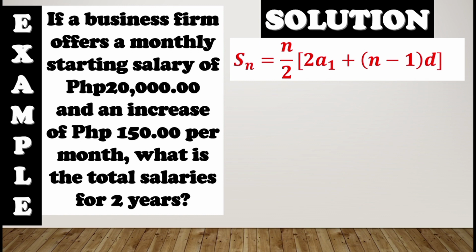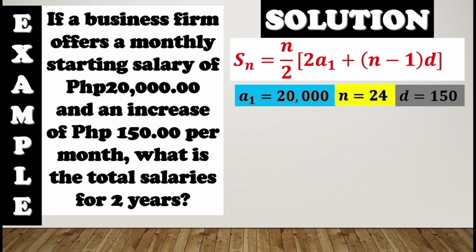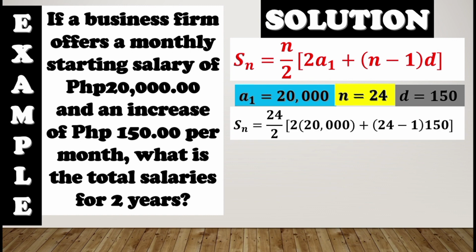Again, in this case, our nth term is unknown. We will utilize our second formula, and that is S sub n is equal to n over 2 times quantity 2a sub 1 plus quantity n minus 1 times d. A sub 1 here is 20,000, n is equal to 24, and the common difference is 150. So to determine our sum of our sequence, n is 24 divided by 2 times the quantity 2 times our first term, which is 20,000, plus quantity 24 minus 1 times 150.